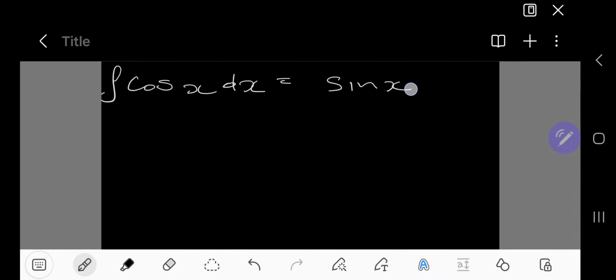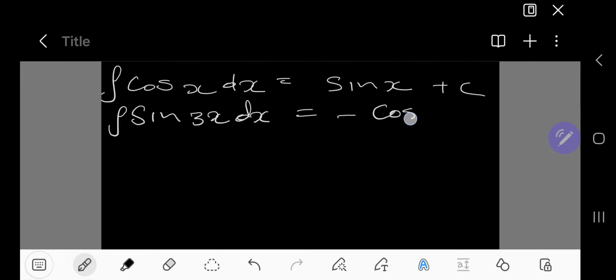Now let us do trig functions. When we are given cos x to integrate with respect to x, we know that is simple. Cos changes to sine x plus c. We can also be given sine 3x to integrate. This would change to cos 3x divided by 3 plus c.